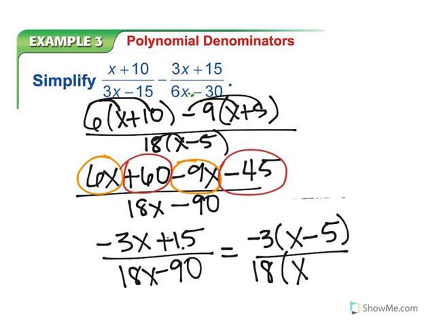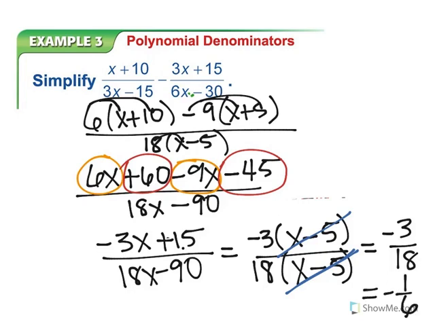18x divided by 18 leaves us with an x. Negative 90 divided by 18 is going to be a negative 5. And we're going to cancel our x minus 5s because they're the same in both places. I'm left with negative 3 over 18, which reduces to negative 1/6.